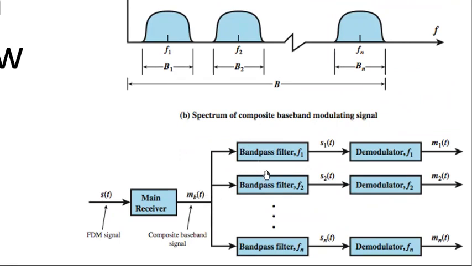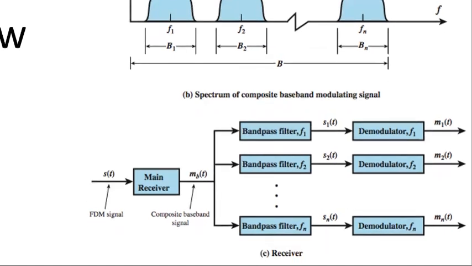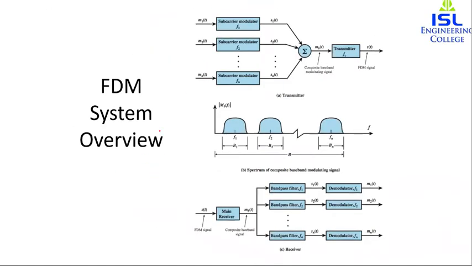Now, what are these filters? Each filter is given the original frequency we had for the data. In this way, the signal is again split into its component parts, and each component is then demodulated to receive the original signal. So this is frequency division multiplexing, and here we have seen the system overview for the same.